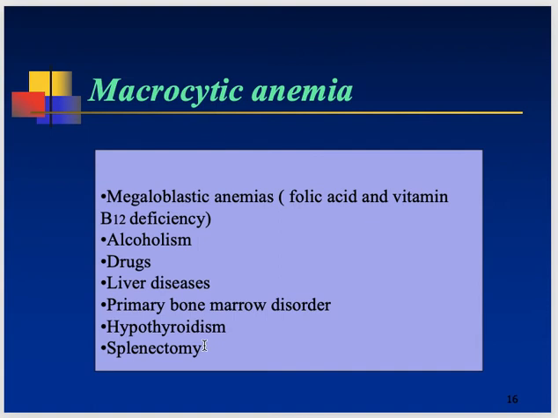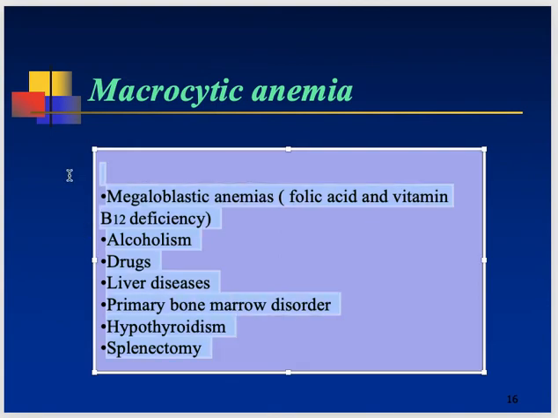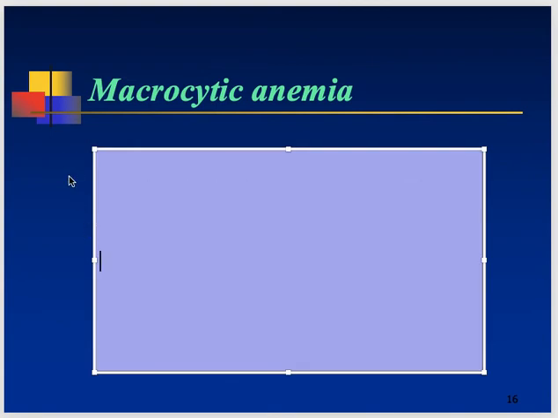Macrocytic anemia, simply guys, whenever there is macrocytic anemia, we check that the MCV is of course higher than 100. We check whether there are megaloblastic changes, and whenever the megaloblastic changes are there, we call it megaloblastic anemia. And if there are no megaloblastic changes, we call it non-megaloblastic anemia.